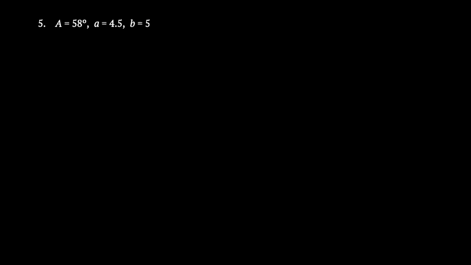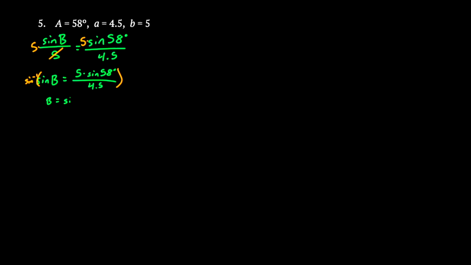I have side B, so let's look for sine of angle B first. Sine of angle B over side B, which is 5, equals, and then sine of angle A, so 58 degrees, over side A. Let's multiply this 5 out of the denominator, and then take the inverse sine of both sides. So we get 70.4 degrees.